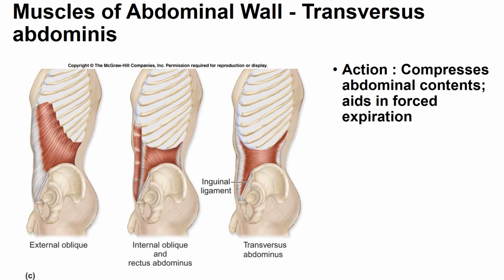The deepest muscle found in the abdominal wall is the Transversus Abdominis, and these muscle fibers run in a transverse orientation across the abdomen. And so it's the easiest way to determine this muscle. So the action for this is to help compress the abdominal content, such as our internal organs, and also helps to aid in forced expiration, so has a role with breathing.